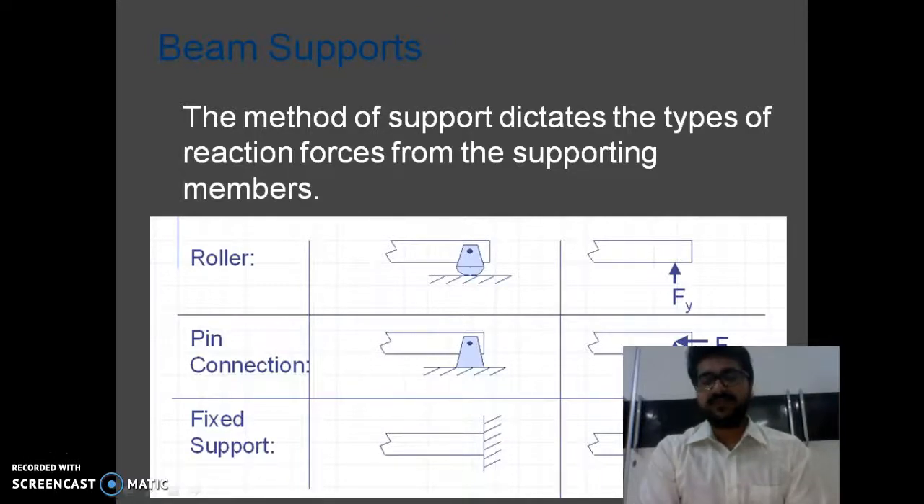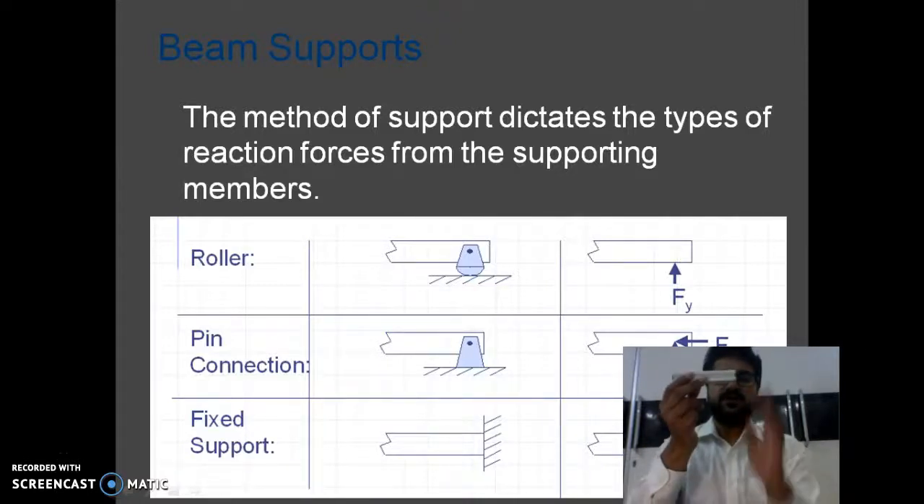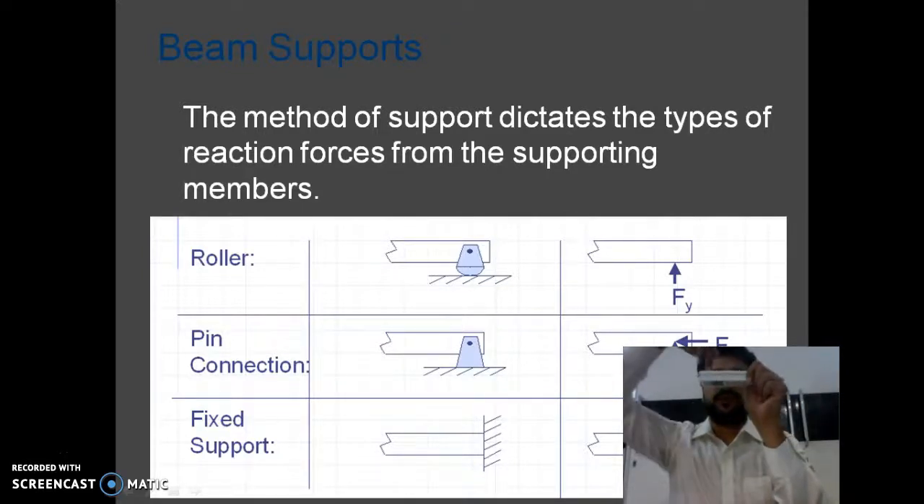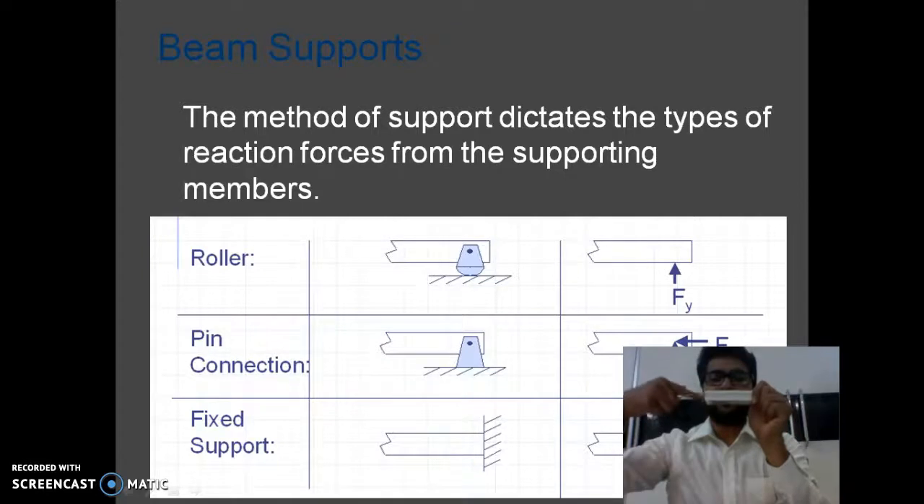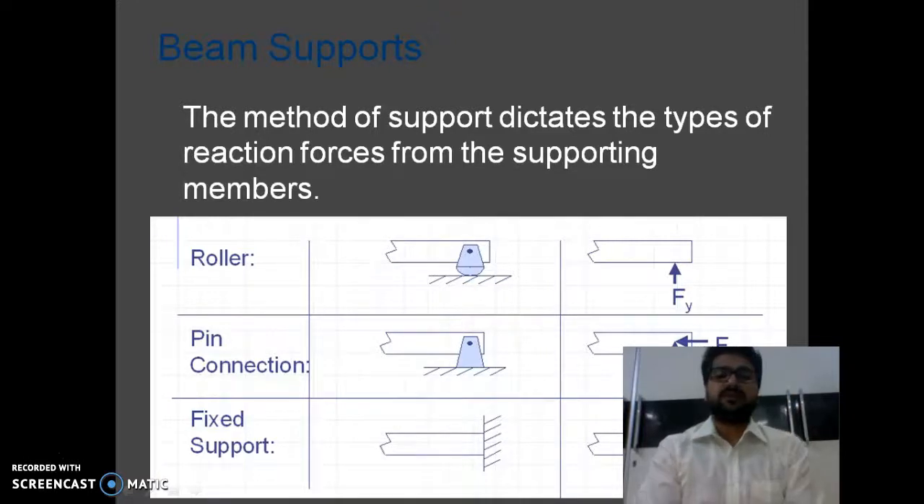And the final support is the fixed support. As the name suggests, the beam cannot move or rotate at its point if it is supported by a fixed support. I'm again taking this object and this hand is now working as a fixed support. Whether you apply a vertical load, a horizontal load, or any kind of rotation, it is not allowed if the beam is supported on the fixed support.